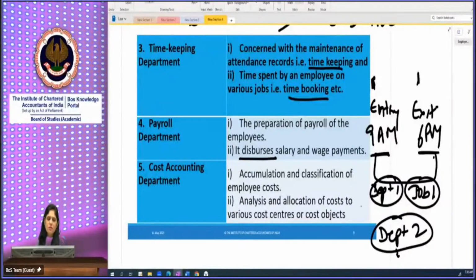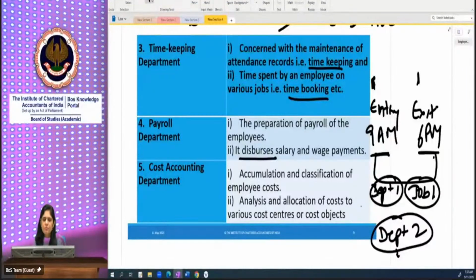Cost accounting department. Again, we have the main department, which I explained in the introduction class. We accumulate and classify the employee cost. The cost accounting department first accumulates, which means collects all the cost, and then it classifies employee cost into direct cost and indirect cost. So direct labor cost or indirect labor cost. Classifies means they give cost to different categories, direct cost or indirect cost. That is the meaning of classification.